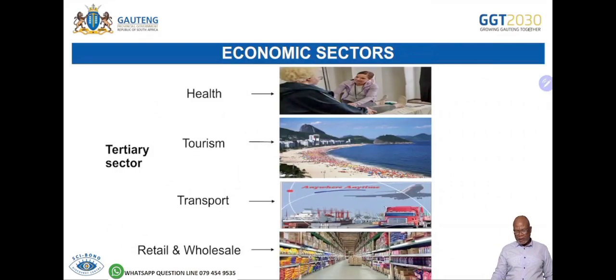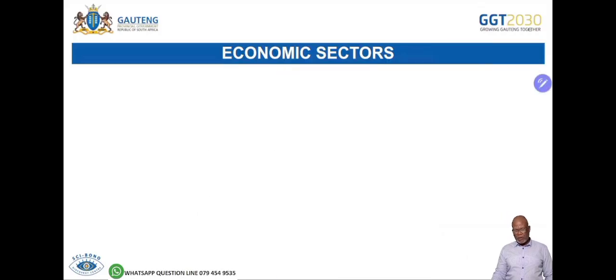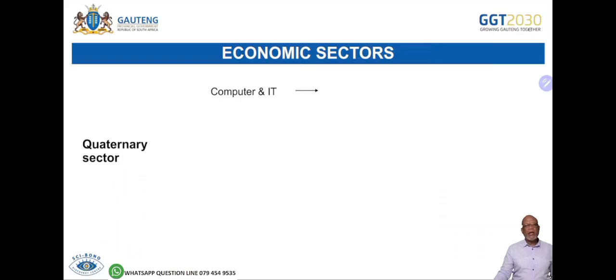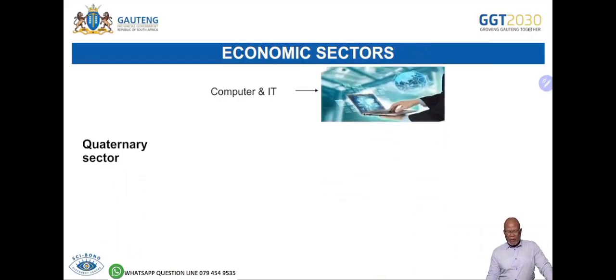These are the diagrams that are showing the sectors of the economy. Then you have the quaternary sector. We said, what is the quaternary sector? We have your computer and IT, and then this is an example of your IT, your call centers, your telesales.